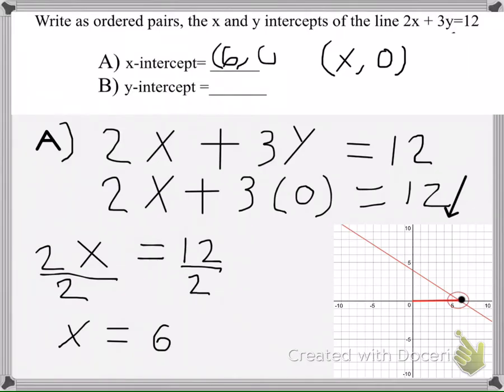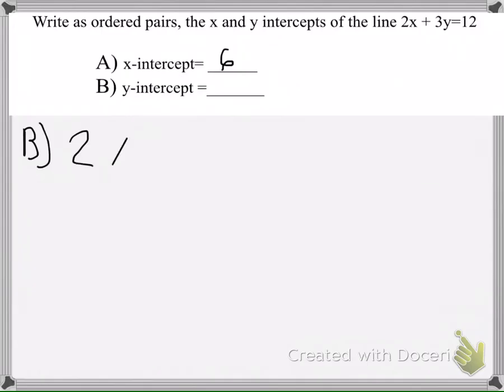Our x-intercept therefore is 6 comma 0, because the x that we found is 6, and remember that we had to plug in 0 for the y. So now let's try to figure out what the y-intercept is.